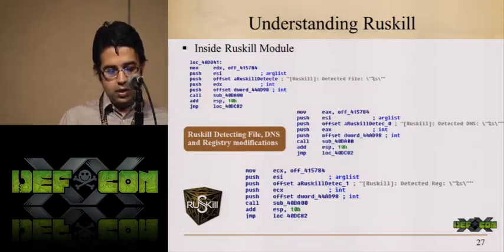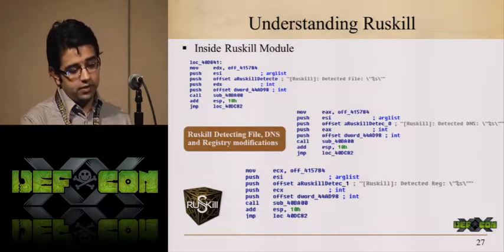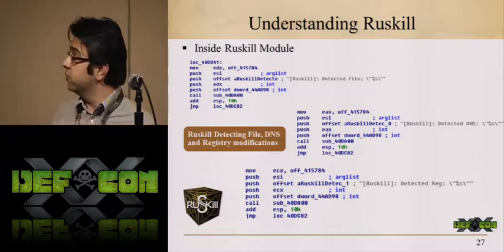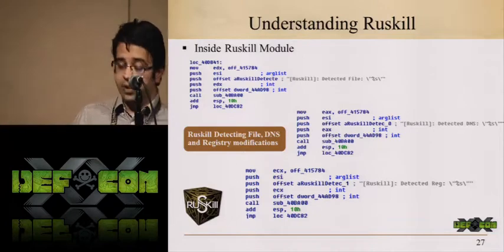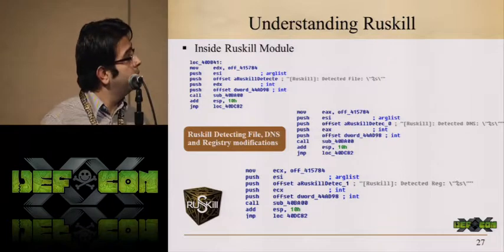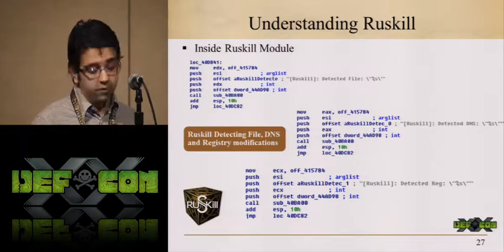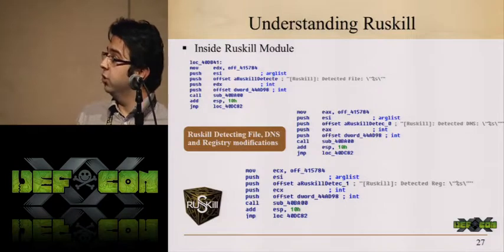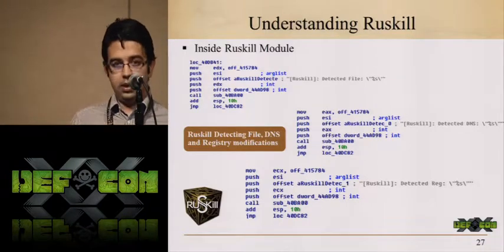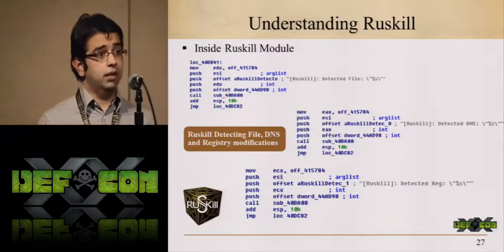So let's see. When we did some disassembly of the Rustkill module, it will give you an idea that the Rustkill is going to detect if a particular file has been modified, going to detect if some sort of DNS settings have been modified in the system, and going to detect some sort of registry manipulation in the system. So this is a very interesting thing, and it's a really stealthy technique.